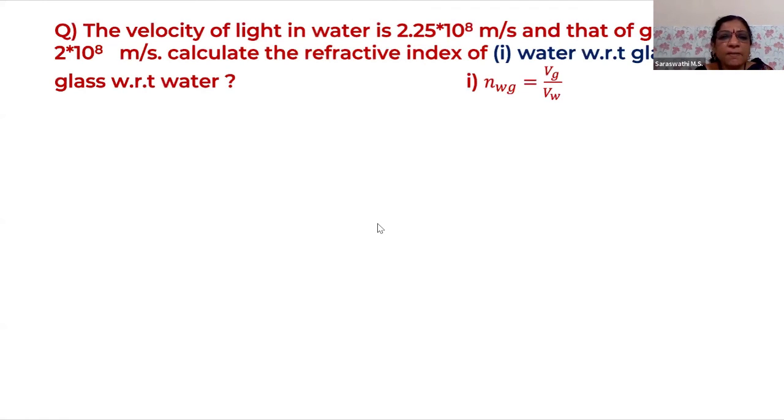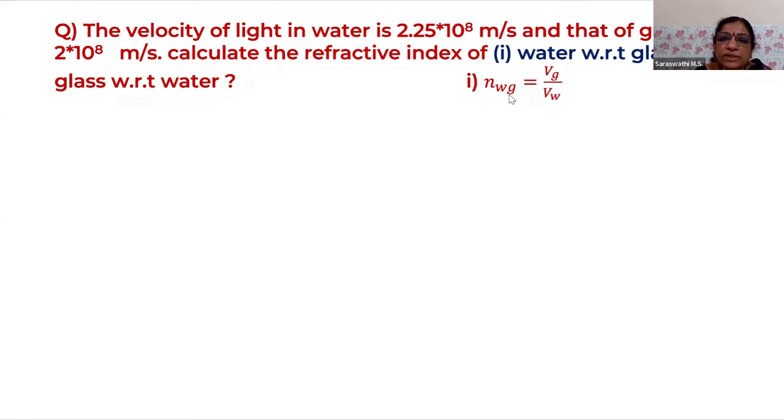Can you do this? Velocity of light in water is 2.25 into 10 to the power 8 meter per second and that of glass is 2 into 10 to the power 8 meter per second. Calculate the refractive index of water with respect to glass and glass with respect to water. Can you do this?